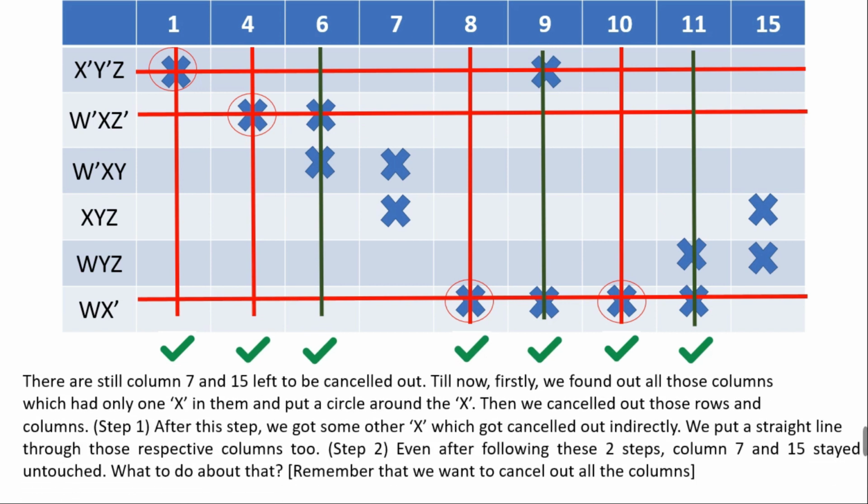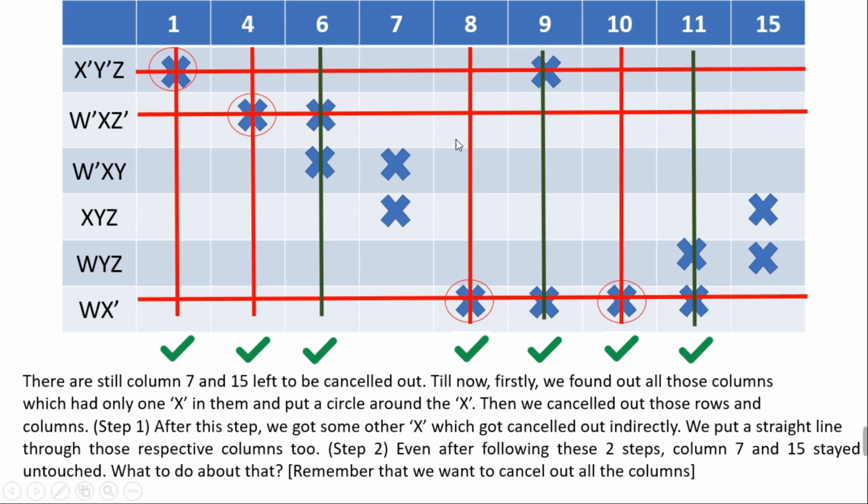Okay, so there's still column 7 and 15 left, right? So till now what we have done, let me just give you a short review. At first we found those columns which had only a single x in them, and then we marked those x's. Here you can see the circled x's, and then we put straight lines throughout that column and that row for all those positions. Okay, so we did that.